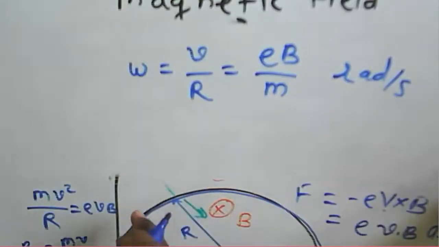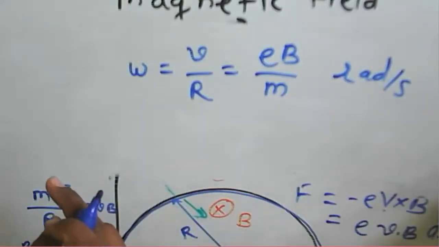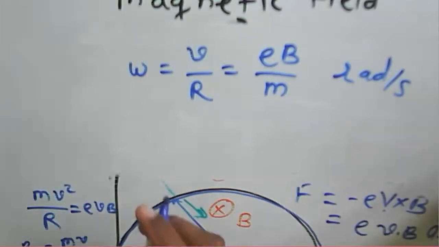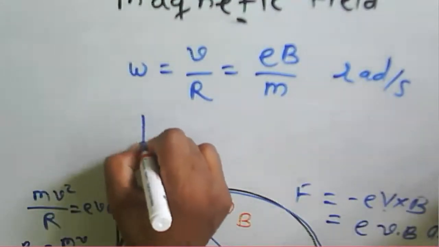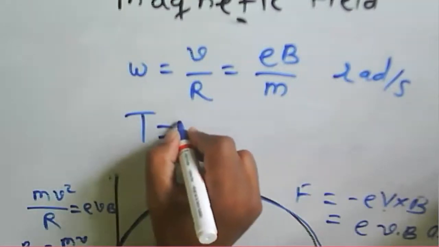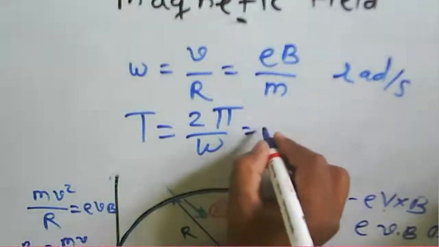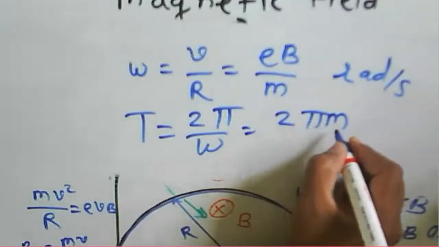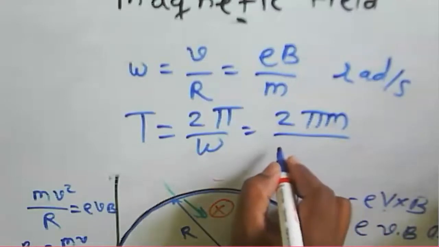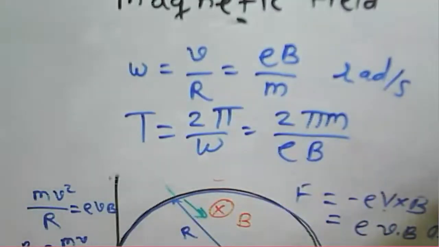Then electrons moving in a circular path complete one revolution. In that case, the period of one revolution is T equals 2 pi divided by the cyclotron angular frequency omega, which is equal to 2 pi m by eB. That is the electron motion in a magnetic field.